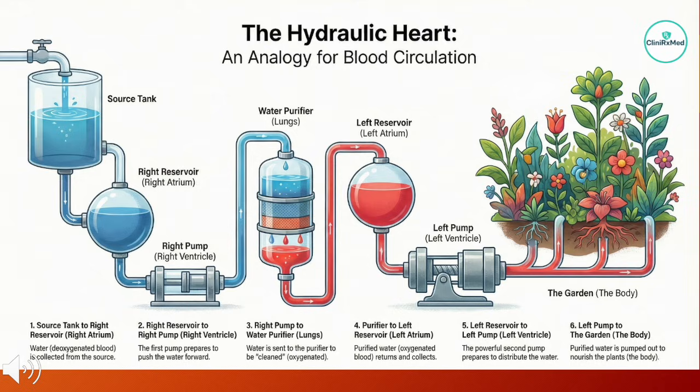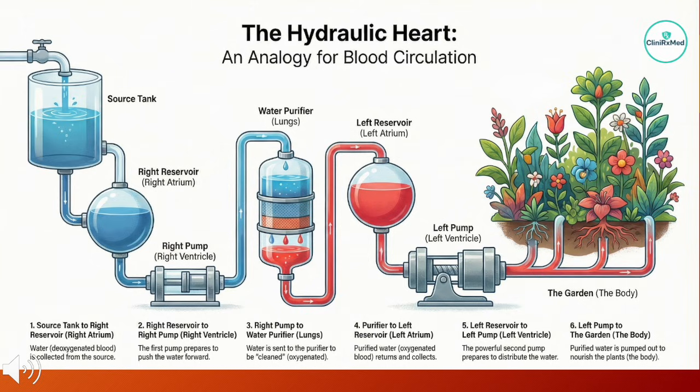To understand the heart, think of it as a hydraulic system. Deoxygenated blood is collected in the right reservoir, or right atrium, and pushed by the first pump into the lungs for cleaning or oxygenation. Once purified, this oxygen-rich blood returns to the left reservoir and is distributed by the powerful second pump to nourish the entire body.